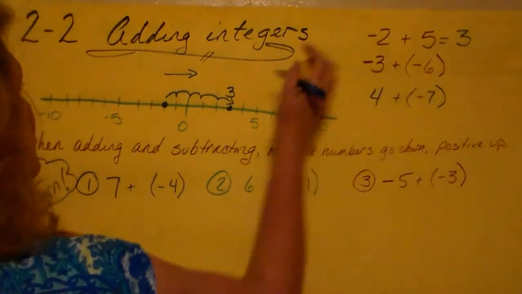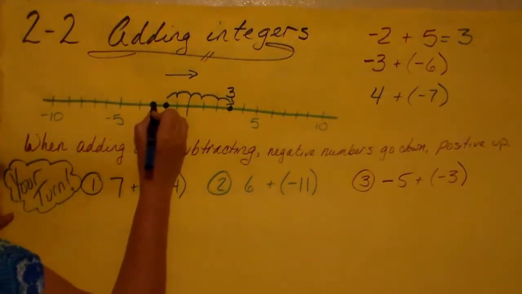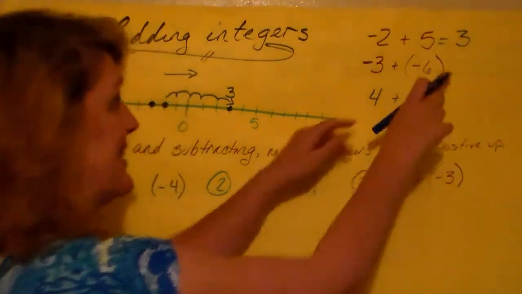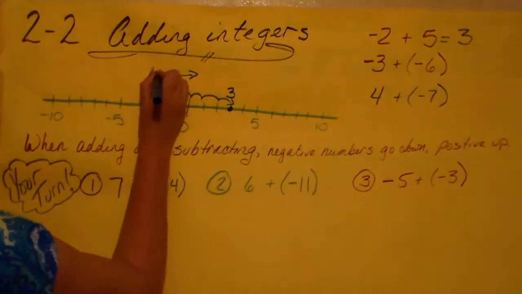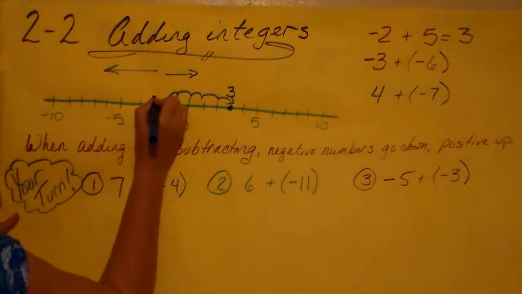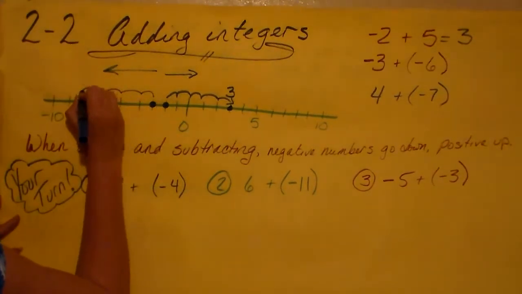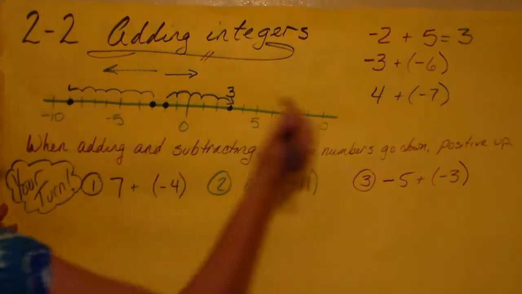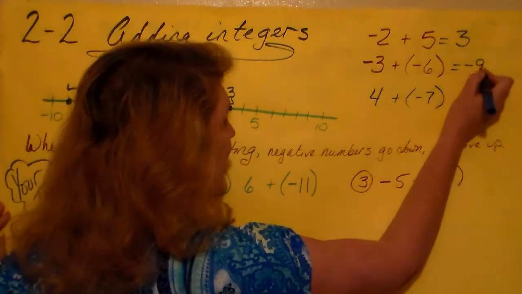Next one, we're going to start at negative 3, and we're going to add a negative 6. Negative 6 means we go in this direction. So we're going to go back 6 spaces here, and our answer is going to be negative 9.